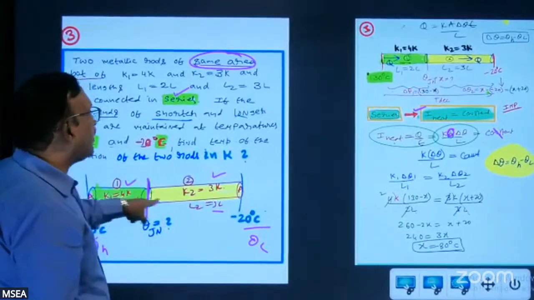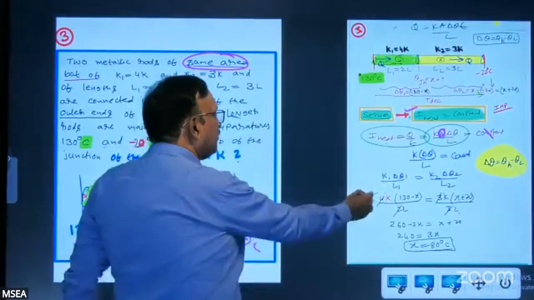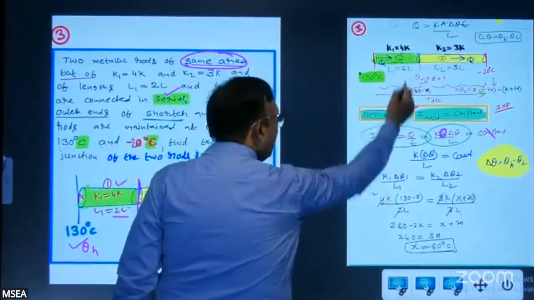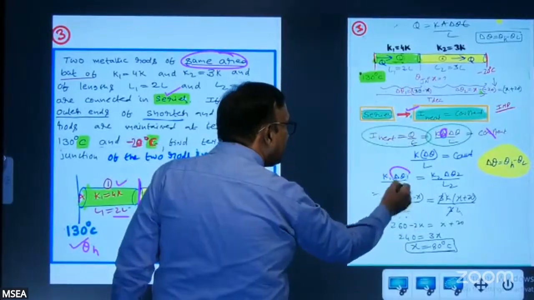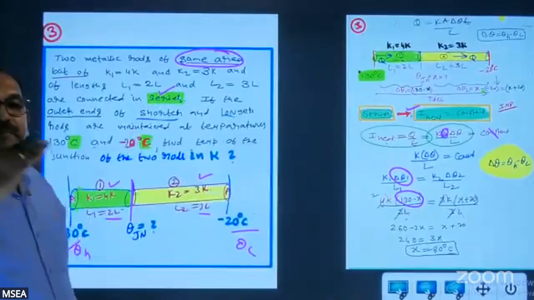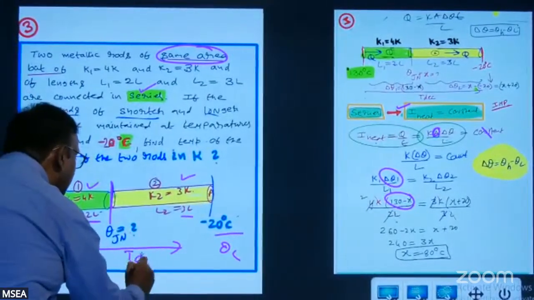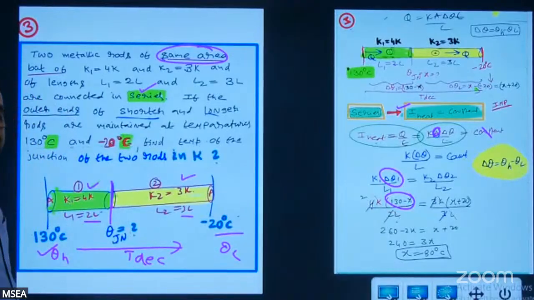Now, for the first rod, K1 delta theta 1 by L1: K1 you know is 4K, length L1 you know is 2L, but you have to be a little careful in writing delta theta 1. Delta theta 1 means high minus low. You know that the temperature is decreasing like this.